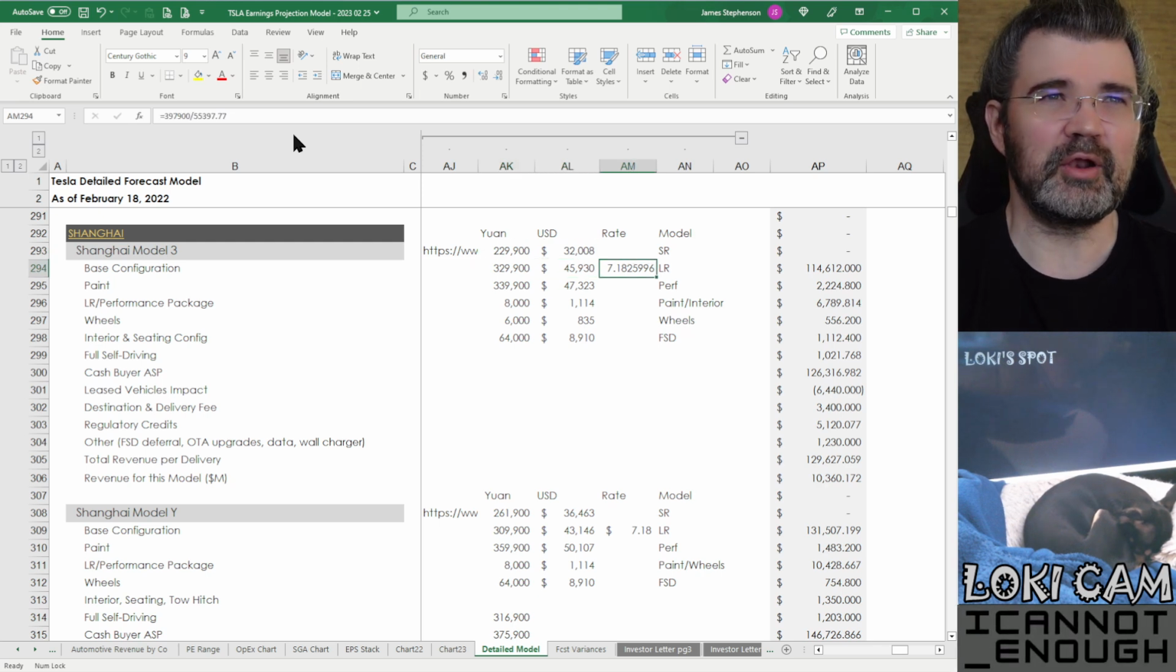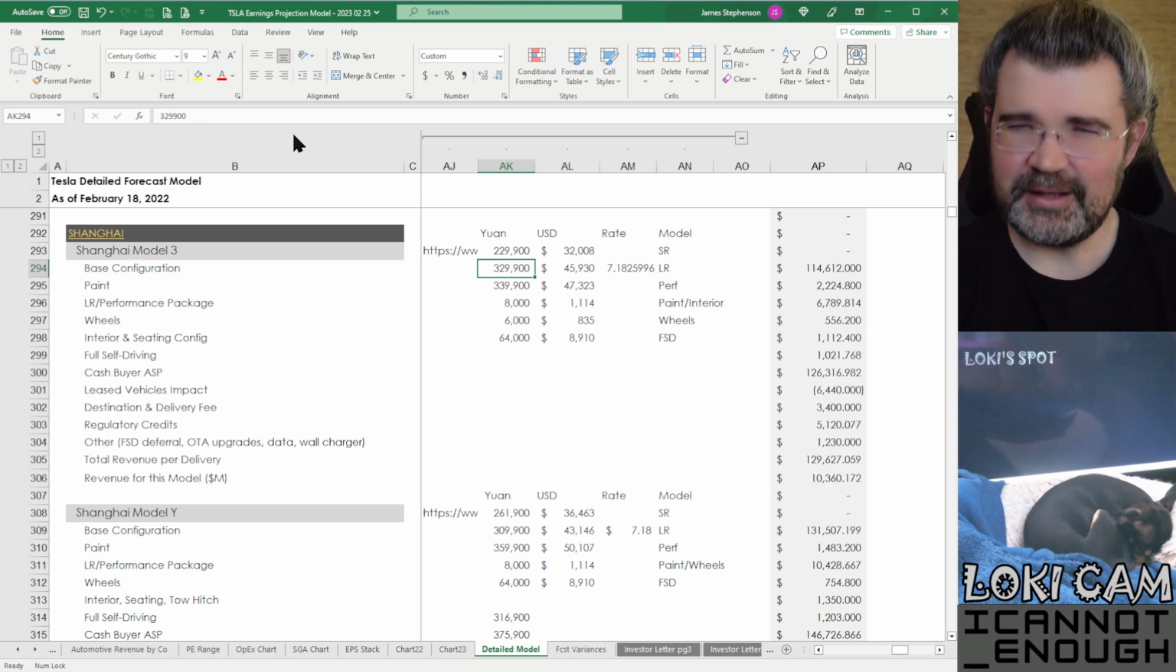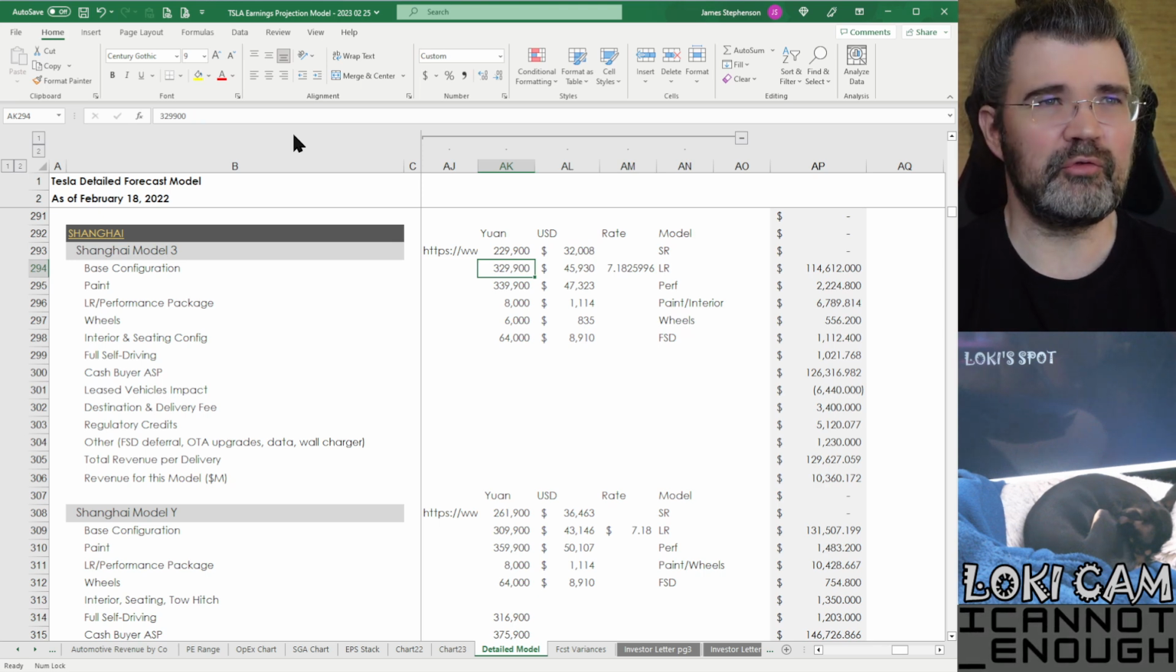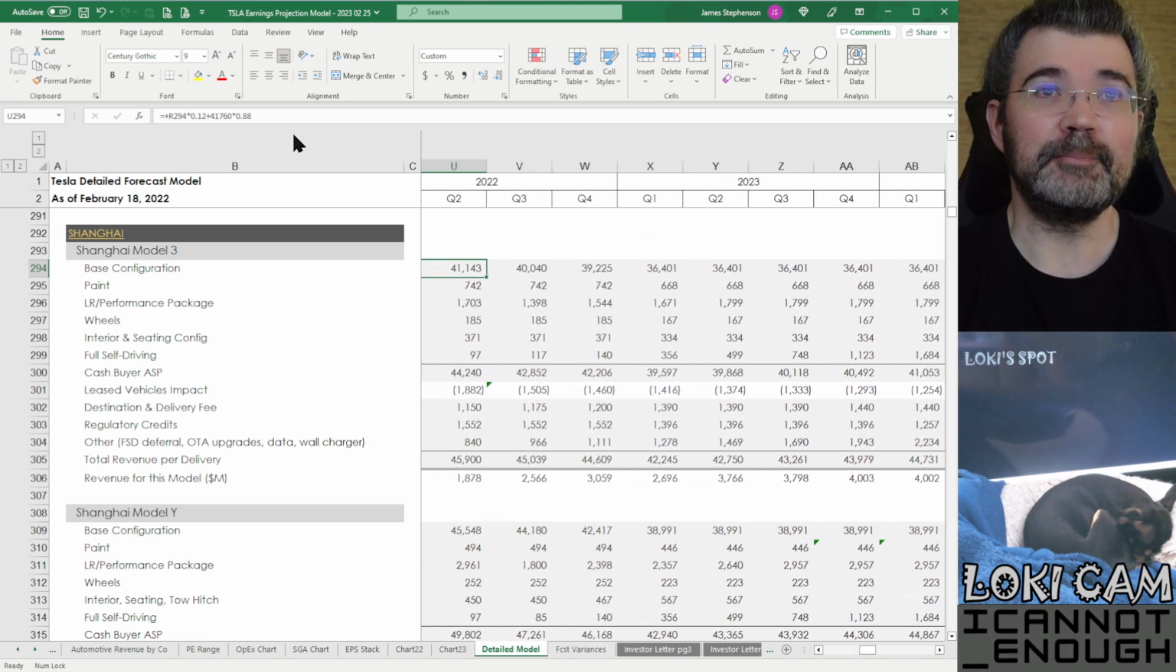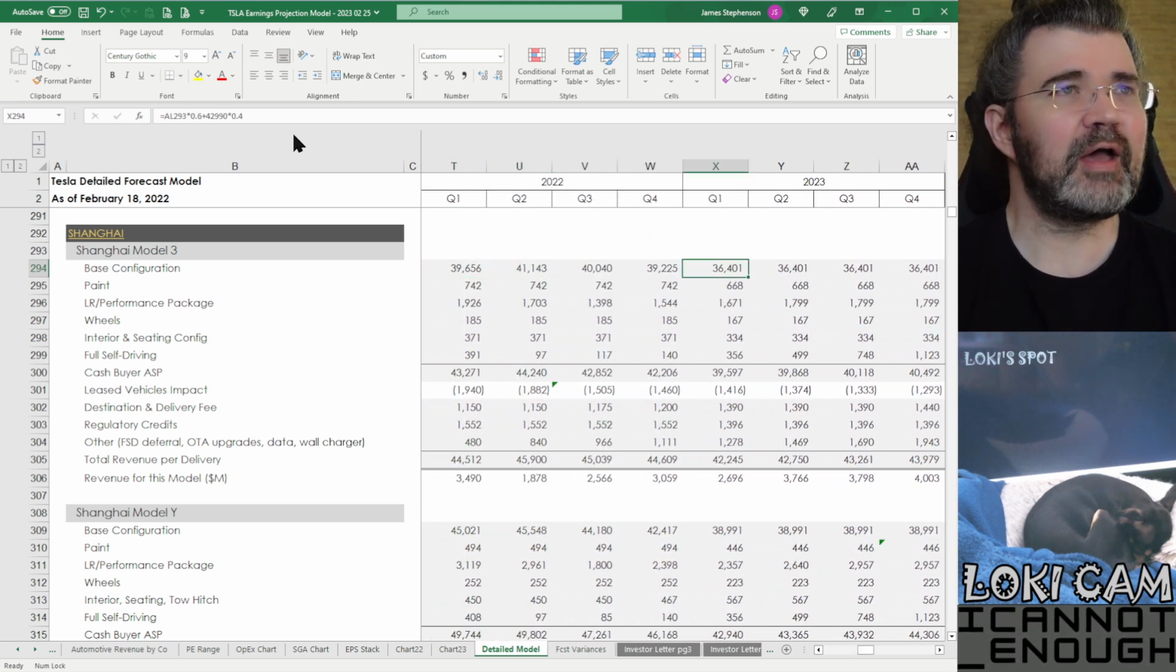For the long range, you've got this other price point, 329.9, and then they sell hardly any performance Model 3s because those come from Fremont. They don't make performance Model 3 in China. So that's how I'm building up to the base price.